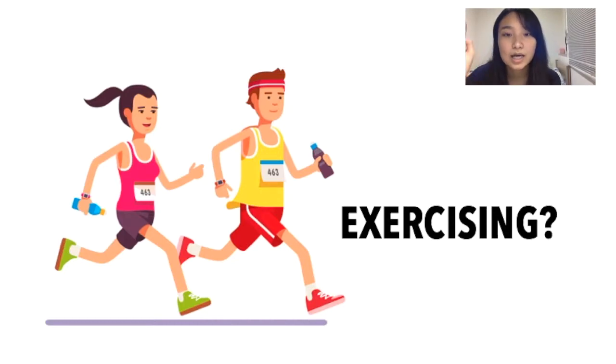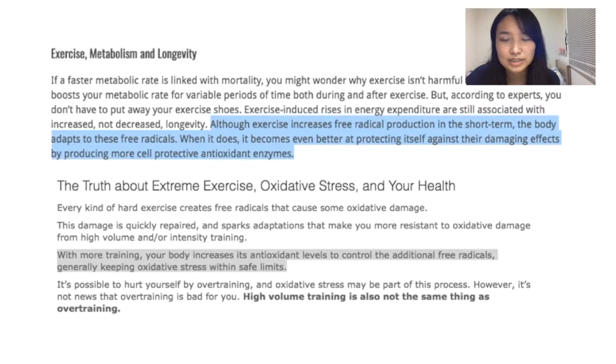In fact, free radicals serve a vital role in the body's normal function. They kill invading bacteria. They play a role in cell signaling, telling cells to start or stop making various proteins. So, through exercising, our body would actually increase its antioxidant level to control them and therefore boost the body's control mechanism.